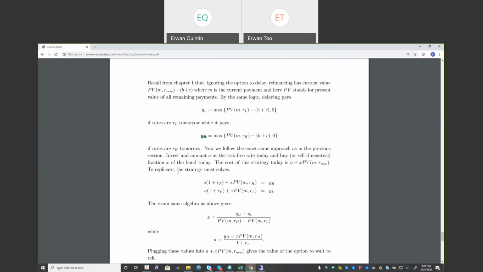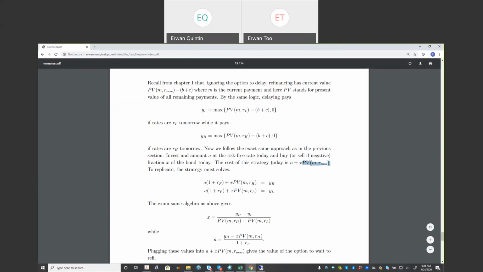Just like we did before, I'm going to put some money invested at the risk-free rate, and then I'm going to invest in the underlying asset. What is the underlying asset? It is the bond. I'm going to buy or sell a fraction of the bond, and X is the fraction of the bond that I am buying or selling today. And of course, the cost of doing that is whatever I invest at the risk-free rate plus the fraction times the current market value of the bond.